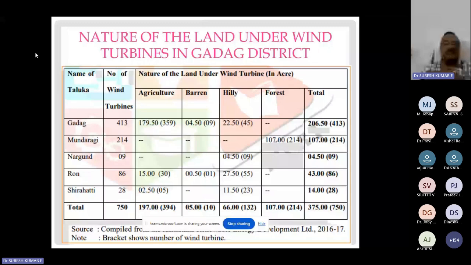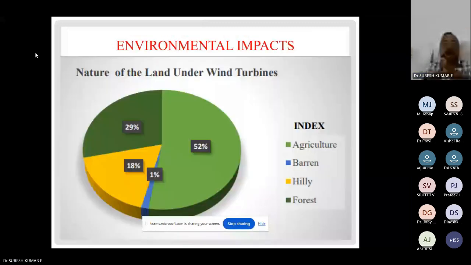179.5 acres of land. It will be approximately 4 engineering college campuses, for 3 to 4 depends. Then barren land, hilly area, even forest. Forest they are not occupied, but that Mundaragi occupied 107 acres of forest also for just 214 turbines. So this is what the survey shows. When you are converting, you can see around 52% of the land, agriculture land, is occupied. And barren only 1%, hilly around 18%, and forest 29%, major issue.